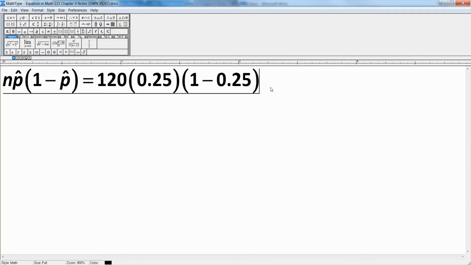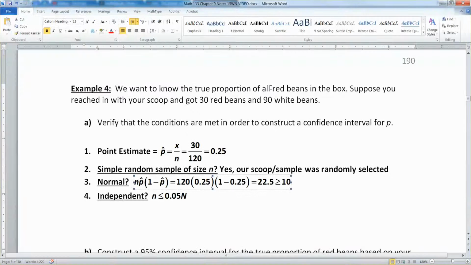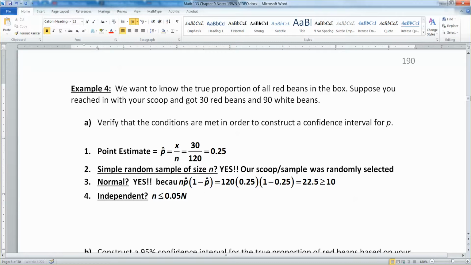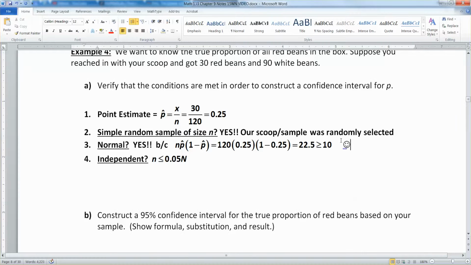And you get 22.5. Well, 22.5 is indeed larger than or equal to 10. So, yay, we have a smiley face. So the answer is yes. Right? We do have normal, and it's because, here I'm just going to say B/C for because, n times p times 1 minus p turned out to be greater than 10, and everybody's happy. Right? So we proved it. You can't just say yes, you have to prove it.